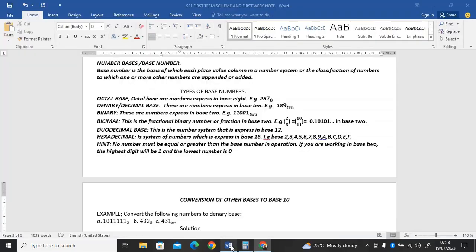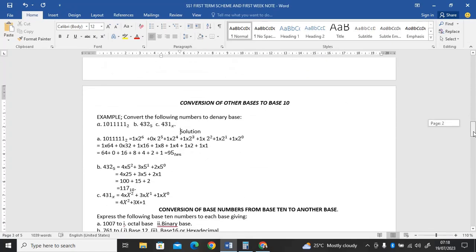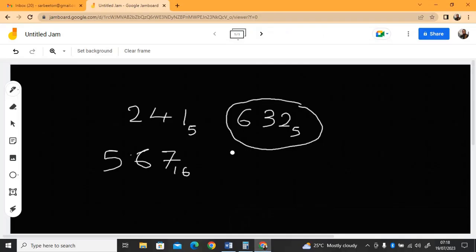Our first lesson, based on our learning objectives, we're going to look at the conversion of other base numbers to base 10. So first, let me copy this. Sorry for this. I will explain it as I'm going. So I want to convert this. What if you are given something like this? Let me clear this frame. Now let's assume you are given something like this. You have to convert this.